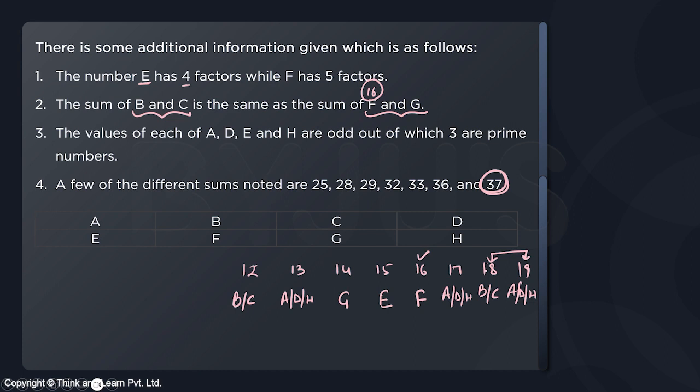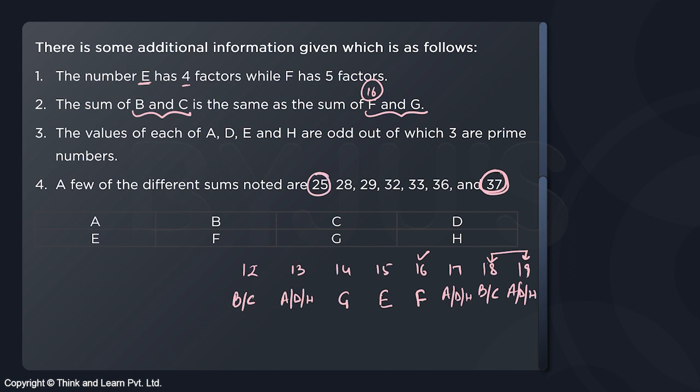So if 18 plus 19 is 37, let us say B is 18, I can't add A with B, right? I can't add A with B because B and A are neighbors. But I can add D and H both. So there is a possibility 18 is B and 19 is D, or 18 is B and 19 is H. That way both of them are possible. So from there I can't say this.